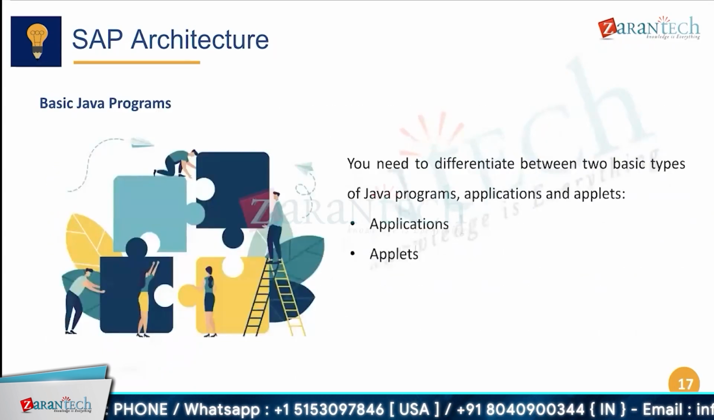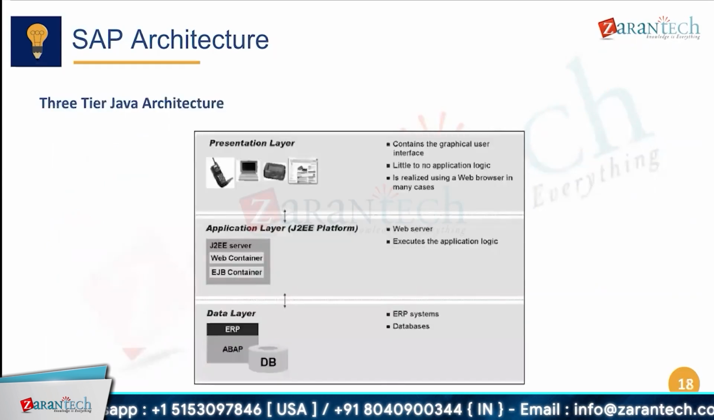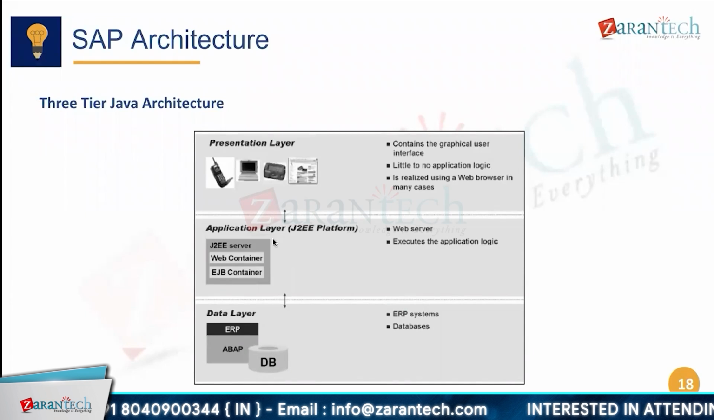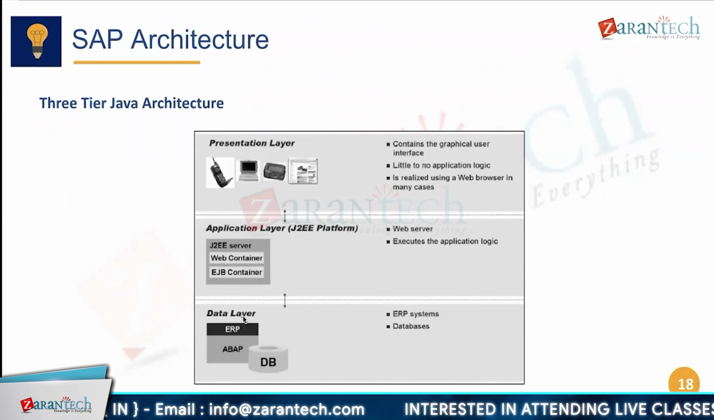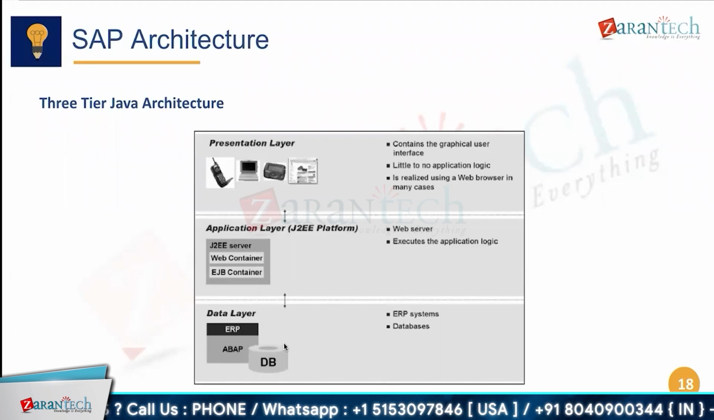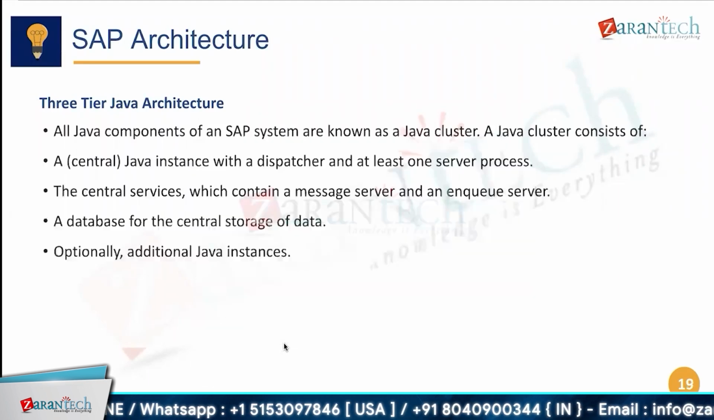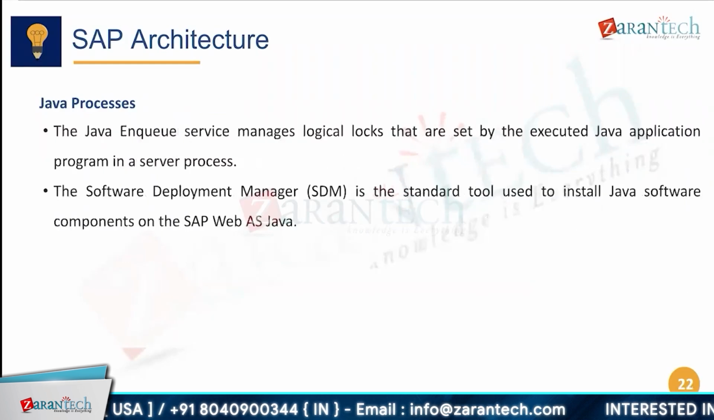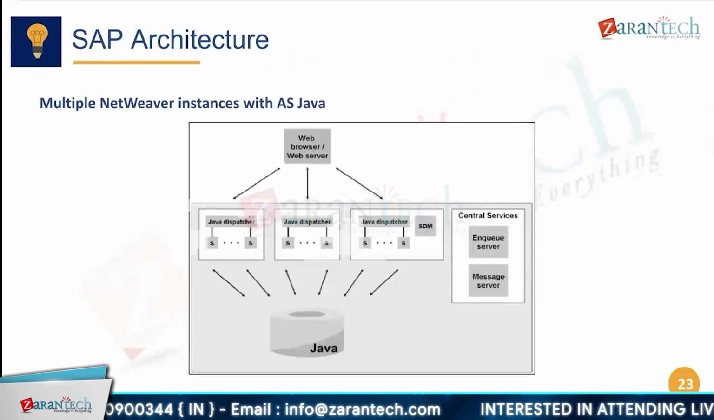So basic Java applications and applets are not important for you. Same thing: a 3-tier architecture here also, presentation layer, application layer, and the database layer. In the Java architecture, you have a CI, a central instance, then additional application servers, and then the DB. Java and ABAP, anybody can go to this. These are all theoretical, so this is not so important.